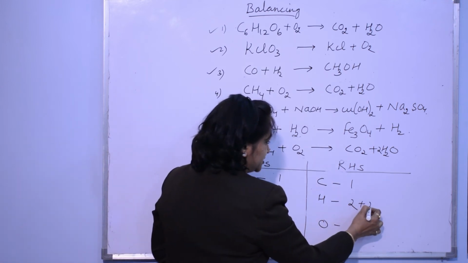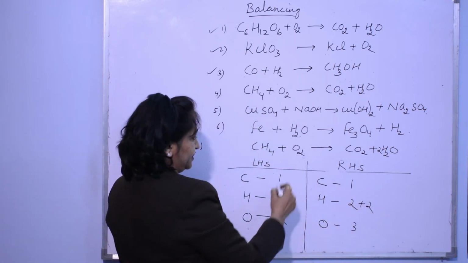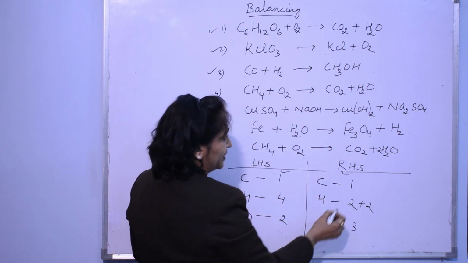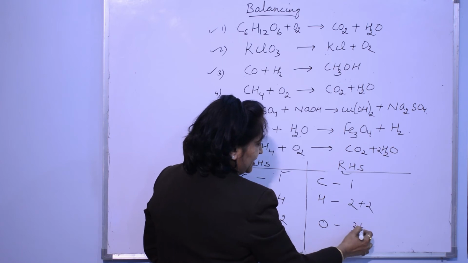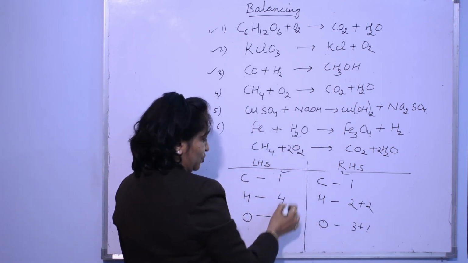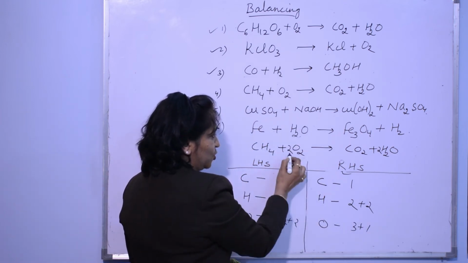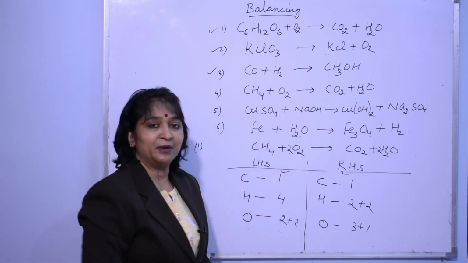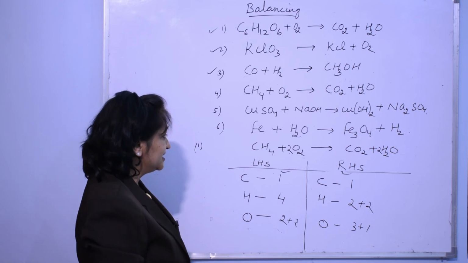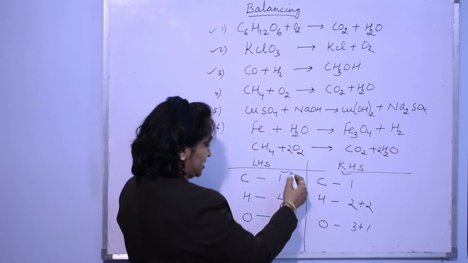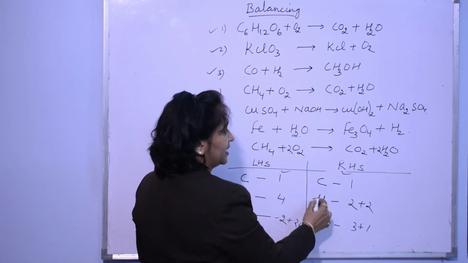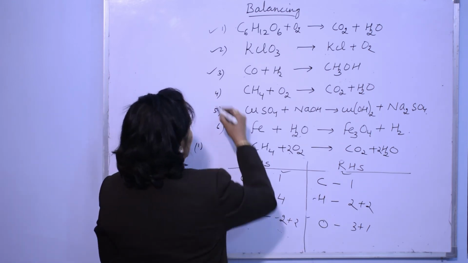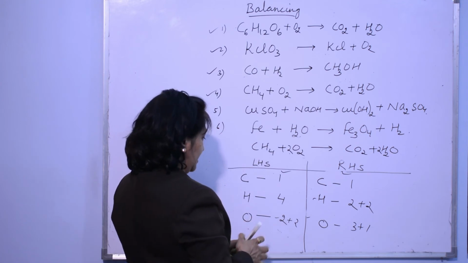When this hydrogen is 4, carbon is already 1 on both the sides. Oxygen is now becoming 4. So here you can make it 4 by putting 2 as a coefficient. So 2 into 2, that makes it as 4. So this again balances. You can see on both the sides all the atoms are balanced. Okay? Let us take up the fifth one.